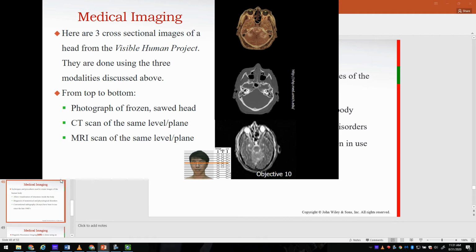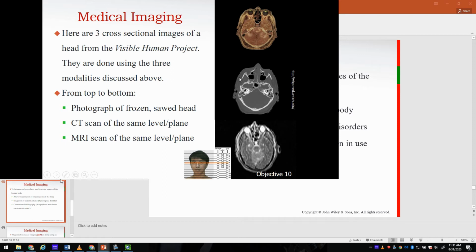Here are 3 cross-section images of a head from the Visible Human Project. They are done using the 3 modalities discussed above. So from top to bottom, photography of frozen sawed head. So this is an actual cadaver. This is a picture taken of a human head cut in half. So that is a real photograph.